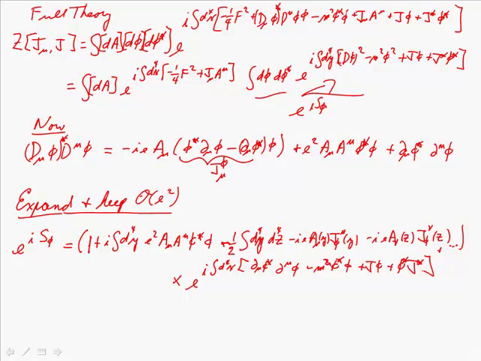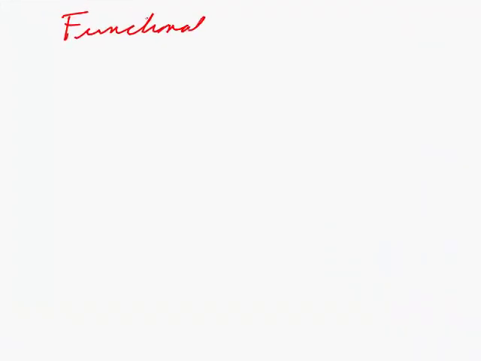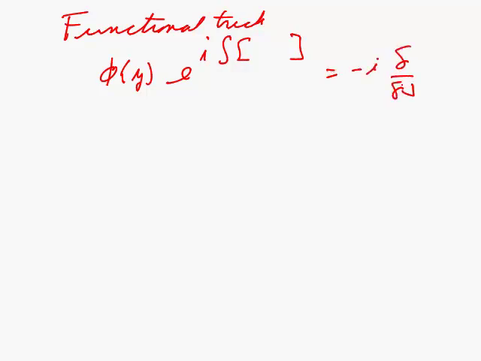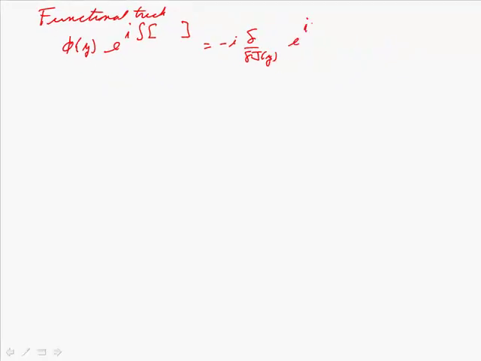So at this stage, this sits inside the path integral, d phi star. But now we'll do a functional trick. Tricks galore. Here comes the basic functional trick. If I have phi of y sitting in front of this exponential integral, all that stuff, that is equal to minus i delta by delta j of y sitting in front of the exponential.